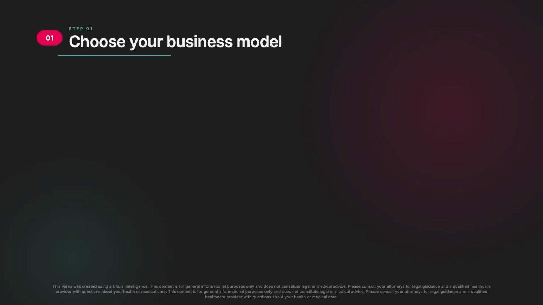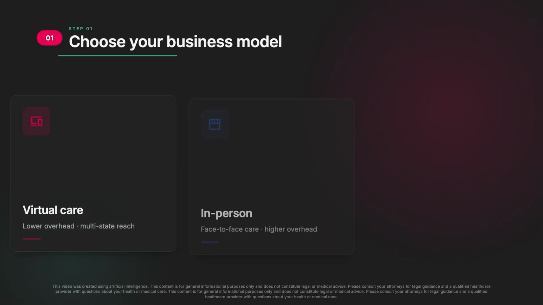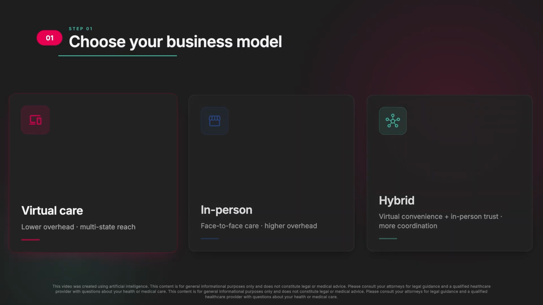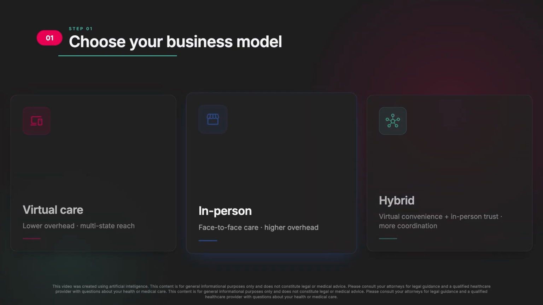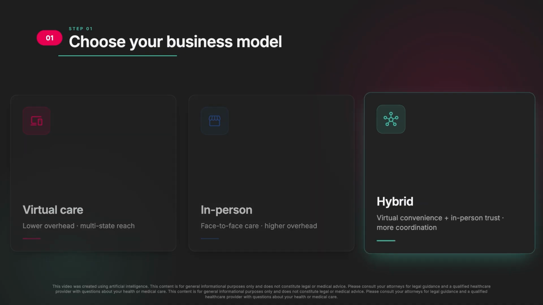Step 1. Choose your business model. You have 3 main paths. A virtual care model can be the fastest path to launch, lower in cost, and it reaches patients across every state you're licensed in. An in-person clinic appeals to patients who want face-to-face care, but it carries higher overhead and is limited to your geographic location. A hybrid model blends the two, pairing virtual convenience with in-person trust, and is often the most flexible, but it requires more coordination across both.